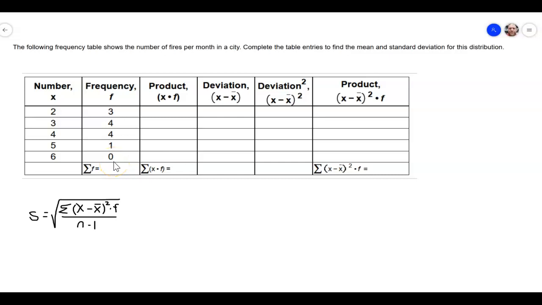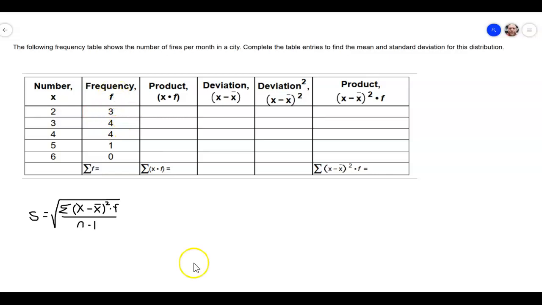So for example, out of those 20 people, if 7 of them had 2 siblings, for the number 2, we would put a 7 over there for the frequency. And if 5 of them had 1 sibling, for the number 1, we would put 5 for the frequency. So that's why we use a frequency table, so we can list the data value only once, and then we can list how many times that data value occurs.